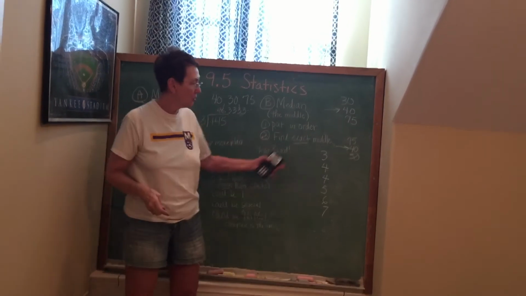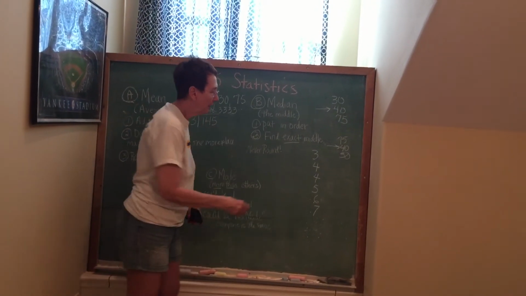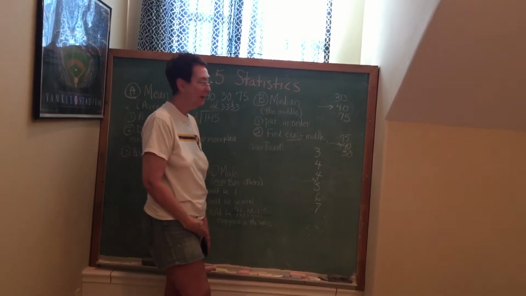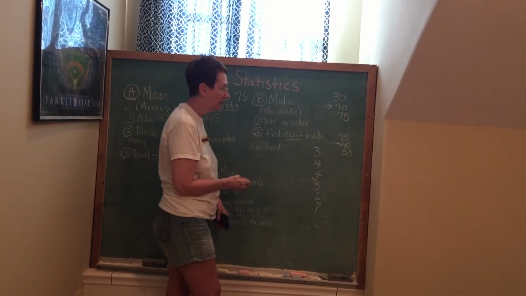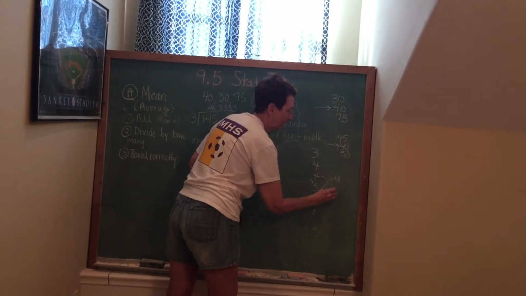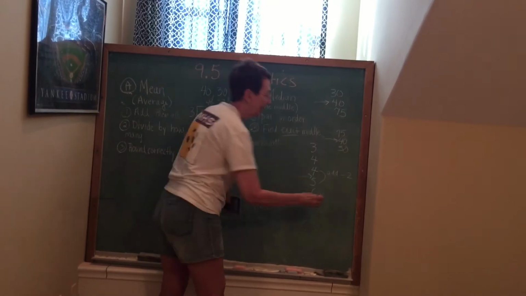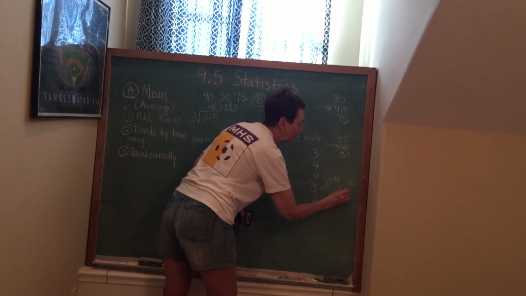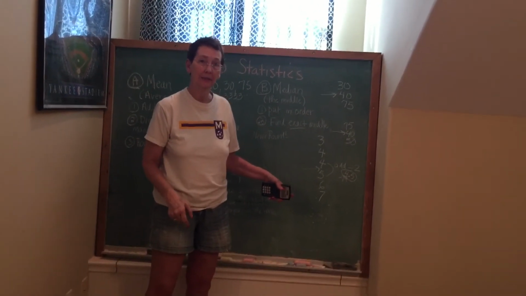okay, something like this, notice that they're in order, 3, 4, 4, 5, 6, and 7. But the middle is right there. Okay, so I don't have one particular number in the middle. So what I have to do is add these together and divide by 2. So 4 plus 5 would be 9, and 9 divided by 2 would be 4.5. And so 4.5 is my median, okay?